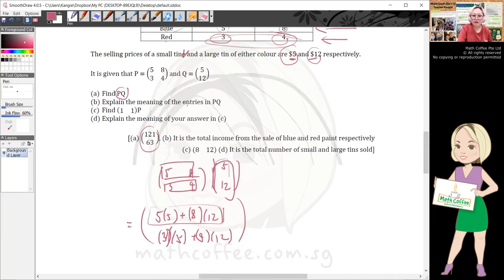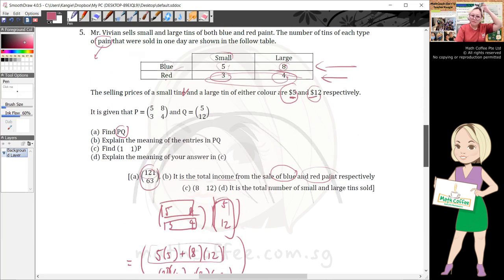So the meaning of the entries will be, it is the total income from the sale of the blue and the red paint respectively. Okay? You want to say it this way, or I will always say, oh, $121 will represent the total income from the sale of the blue paint. Okay? The $63 is the total income from the sale of the red paint. You also can separate and show what is the individual number. You understand? Okay, part C.